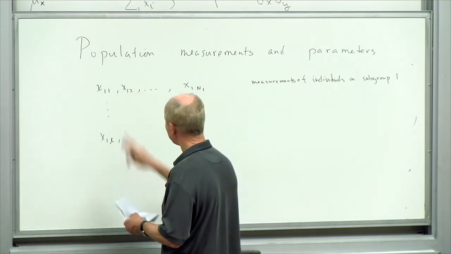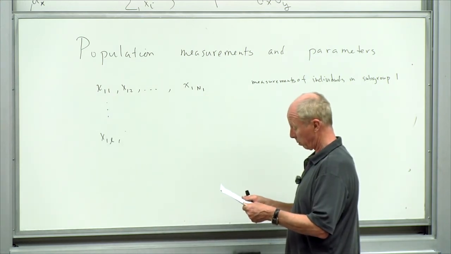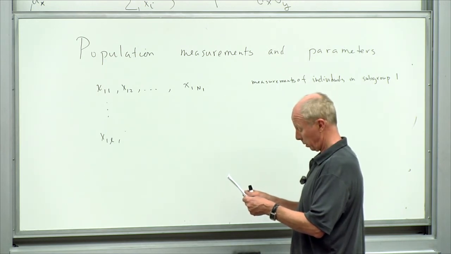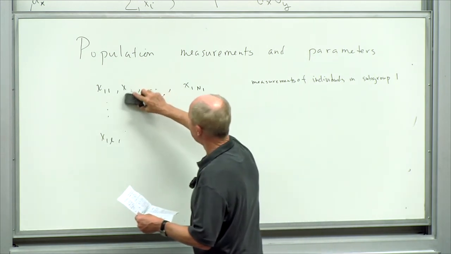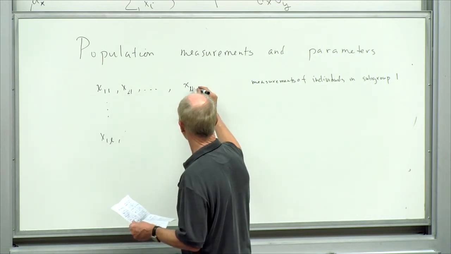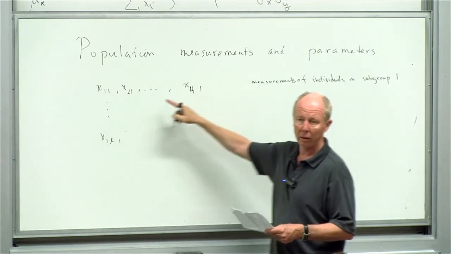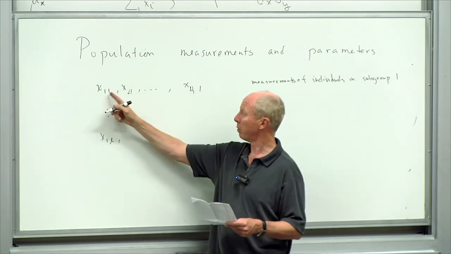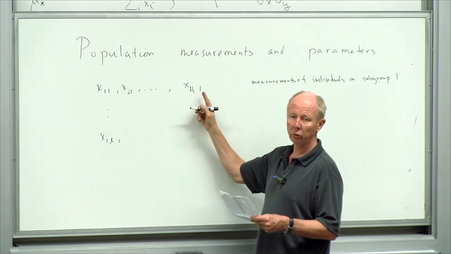So let's see. I think I'm doing this right. x_{i1}. No, I switched these. I should reverse these: 2, 1, and 1, 1. Okay, so the second number indicates the group number. So all these are in group 1. And this is the first individual in group 1, second individual in group 1, and one individual in group 1.